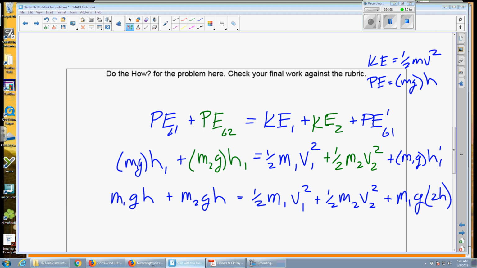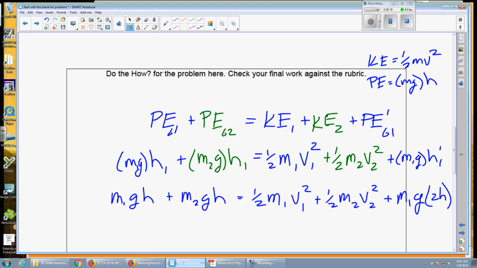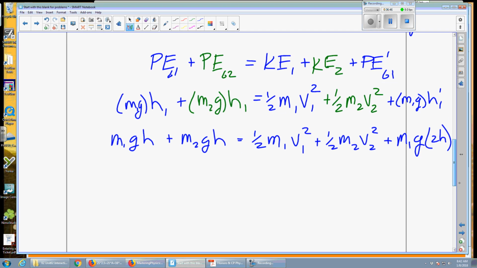They want me to find V final. Which one of these is going to be V final? V1 or V2? Wait a minute. Oh, I don't know how to solve that thing. Let's see if there's any clues in the question. Find the speed of the masses. So they don't even say which one they want, the speed of mass 1 or the speed of mass 2.